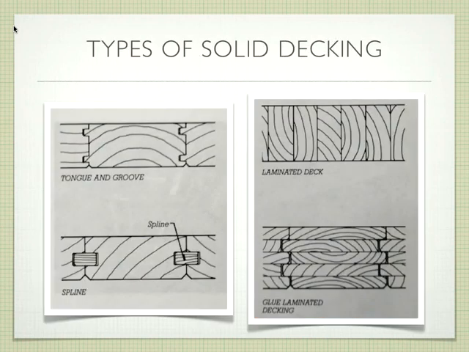Here's our variety of types of decking. We have our tongue and groove, and this is an example of tongue and groove. Sometimes it's just one tongue or groove, not the two that are here. Sometimes you have a groove that runs through the whole piece and you put a spline in, which is just another piece of lumber that goes in the middle. We have glue laminated decking, which connects together and we end up with laminated deck.